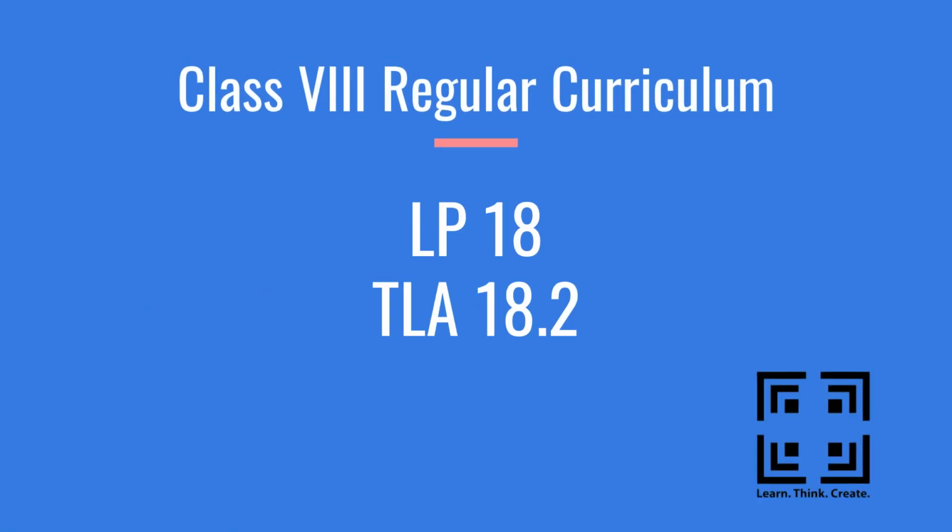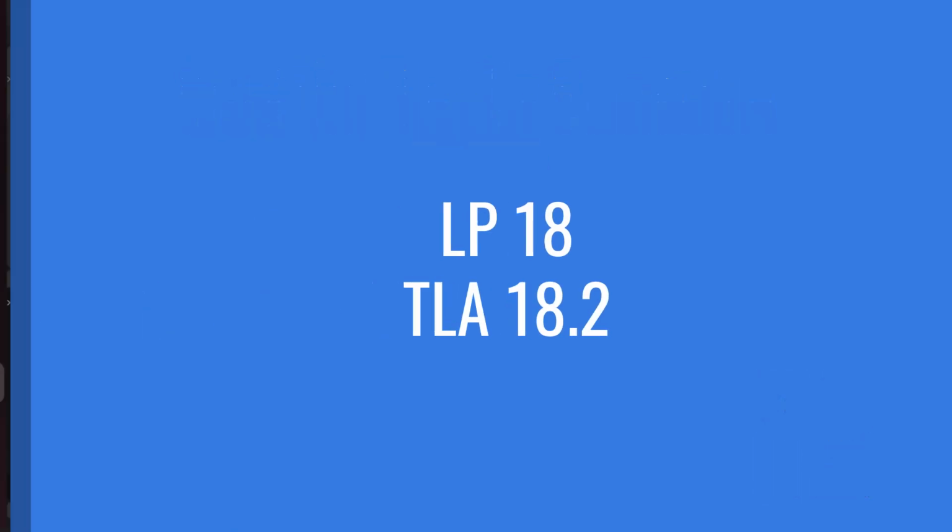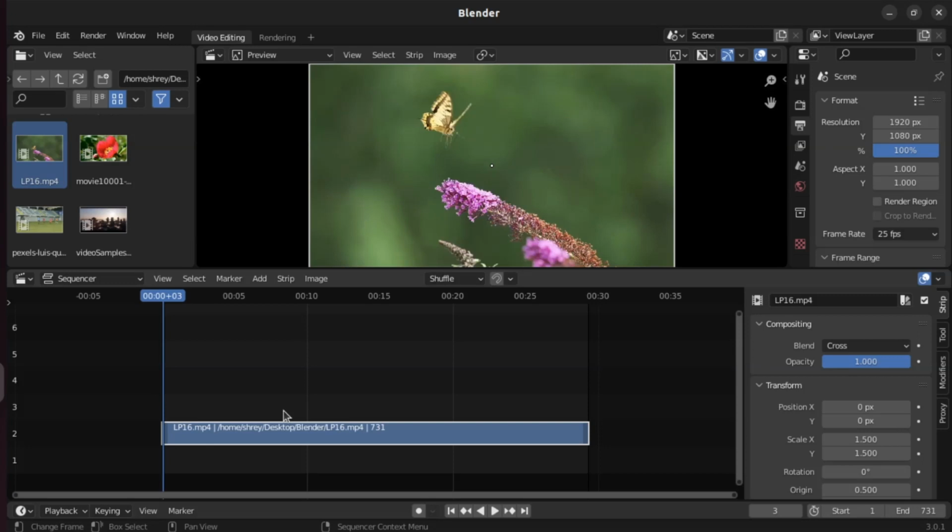Hello everyone. In today's tutorial, let us try to understand how text animation works in Blender. As can be seen, we have already imported a video for our demonstration. Our objective for this tutorial is to horizontally move the text over our video for a specified amount of time.